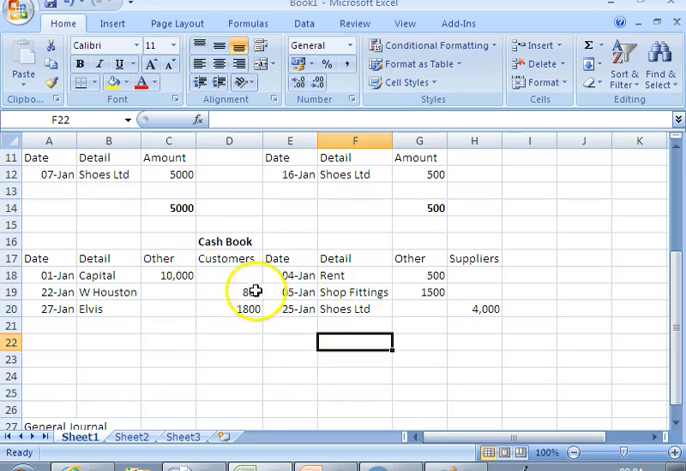10,000 coming in, 800 from customers, sorry, from Whitney Houston, Elvis, 1,800. You paid out rent, you paid for shop fittings, and you also paid your suppliers. You can see these are separate under suppliers, customers and other, just to be clearer on what the totals are, because that's what I'm really interested in. Mixing everything in one heading might slightly confuse us, and I want to avoid that.